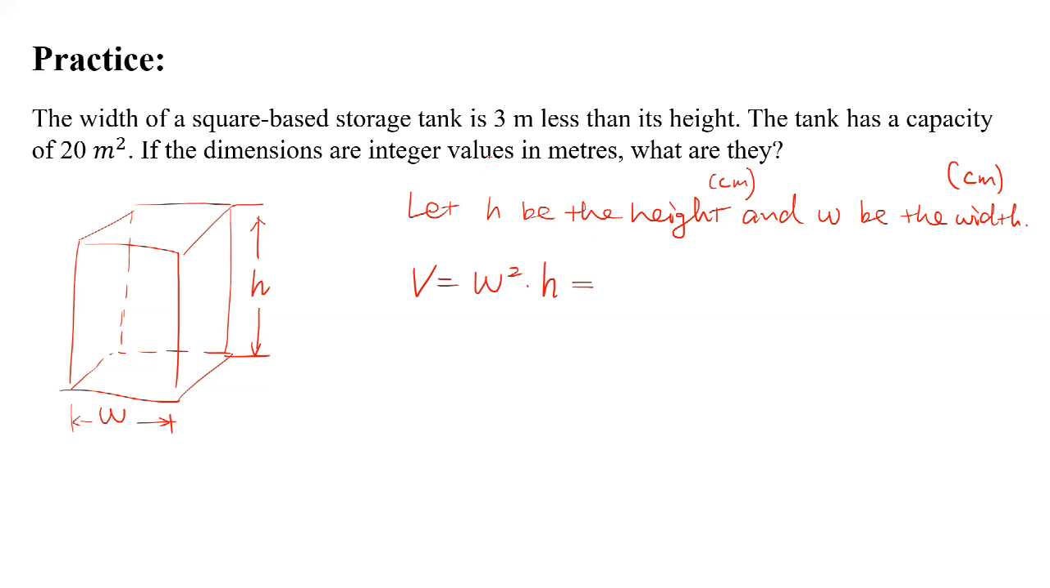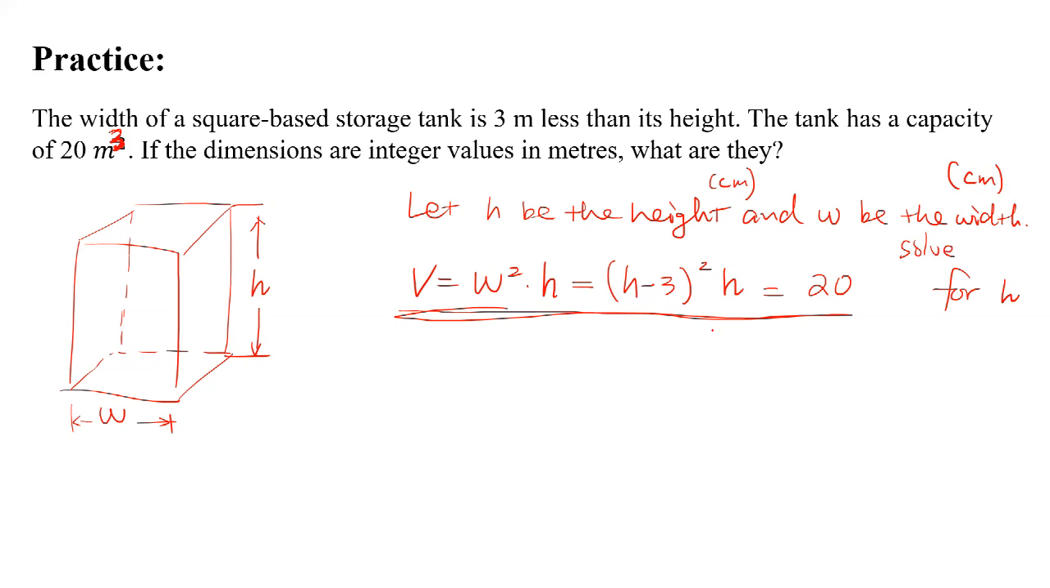And we also know that the width is 3 meters less than its height. So that is equivalent to h minus 3 squared times h, right? And we also know that the capacity is 20, or this should be cubic meters. There's a typo, sorry. This should be a 20. So the problem is that we know this information and solve for the value of h, right?